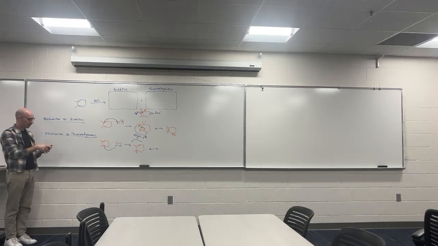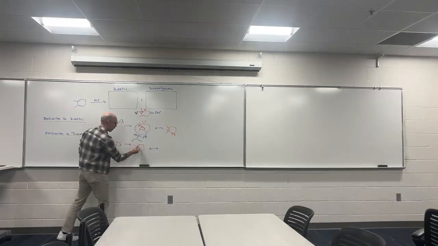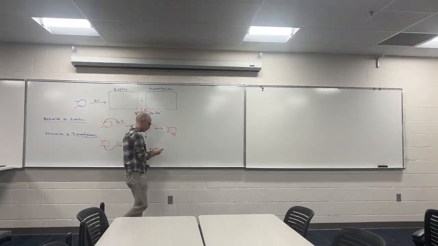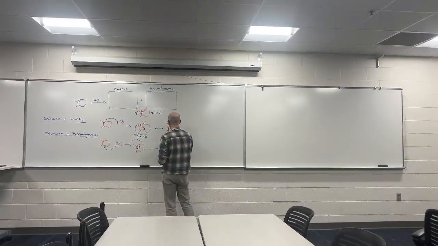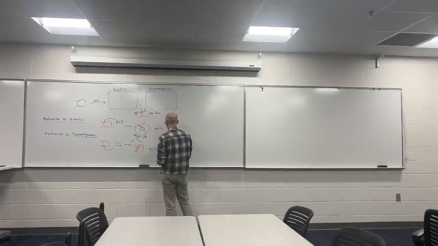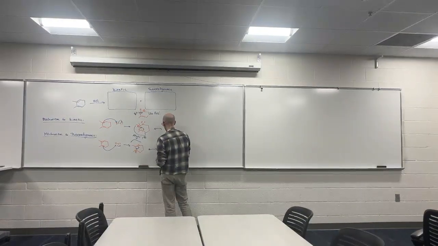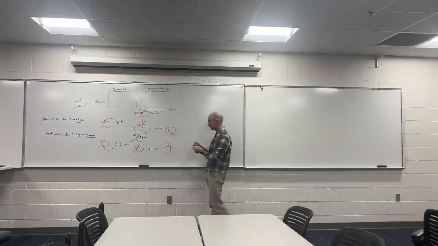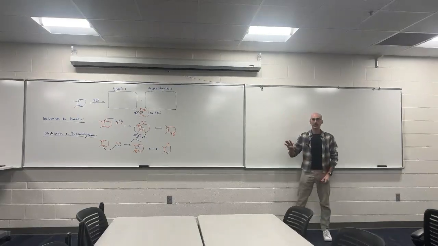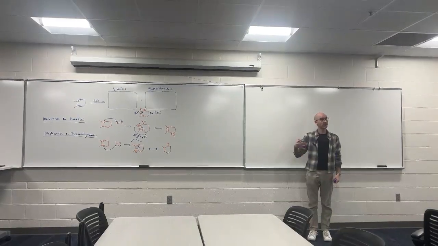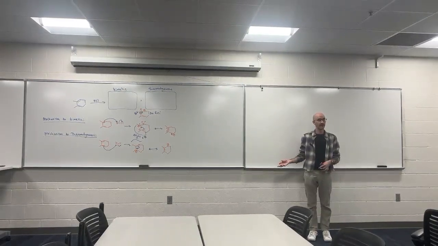What I have now are my two allylic resonance forms. And what I can gauge a little bit more easily now is which resonance form will give me the kinetic product and which resonance form will give me the thermodynamic product.